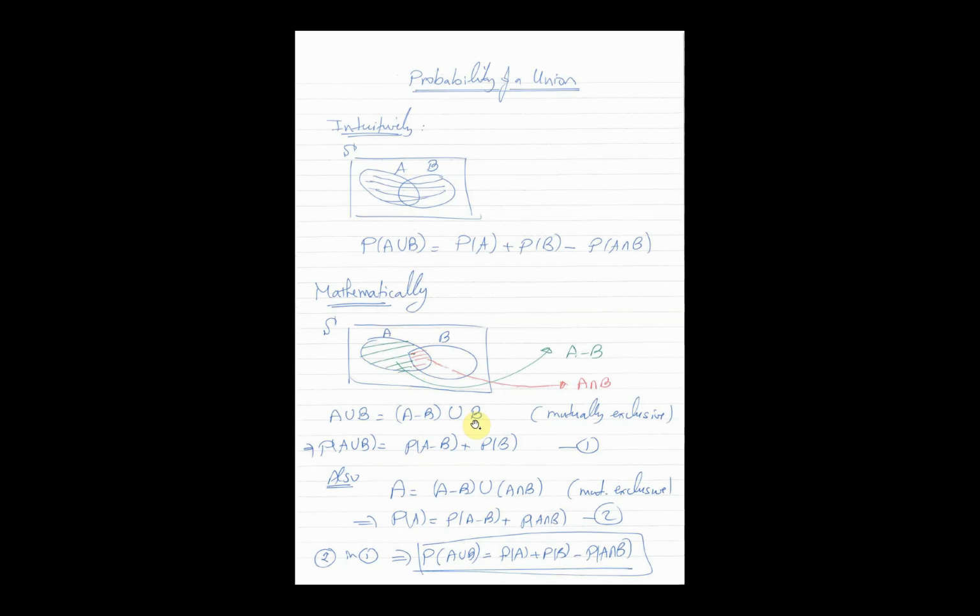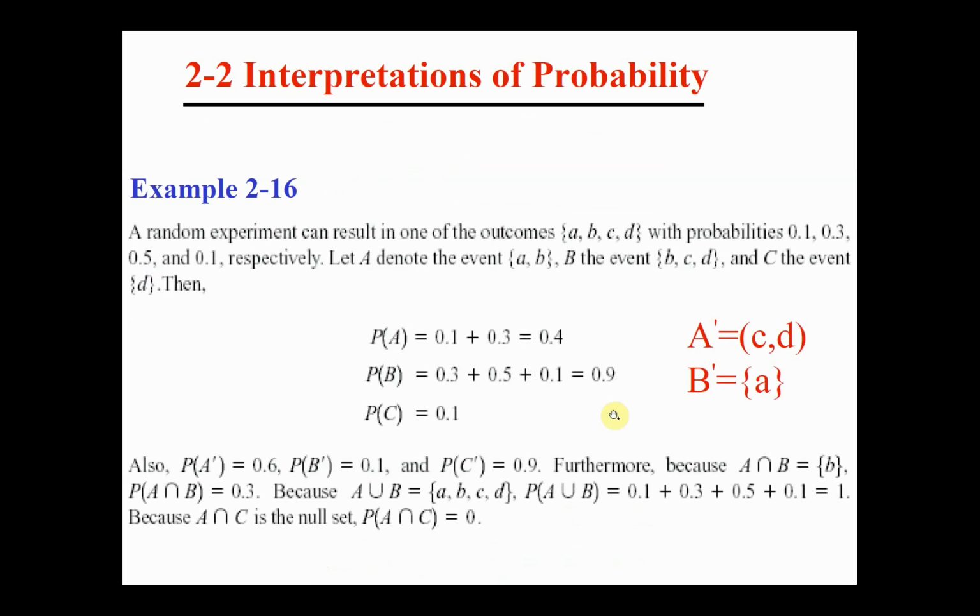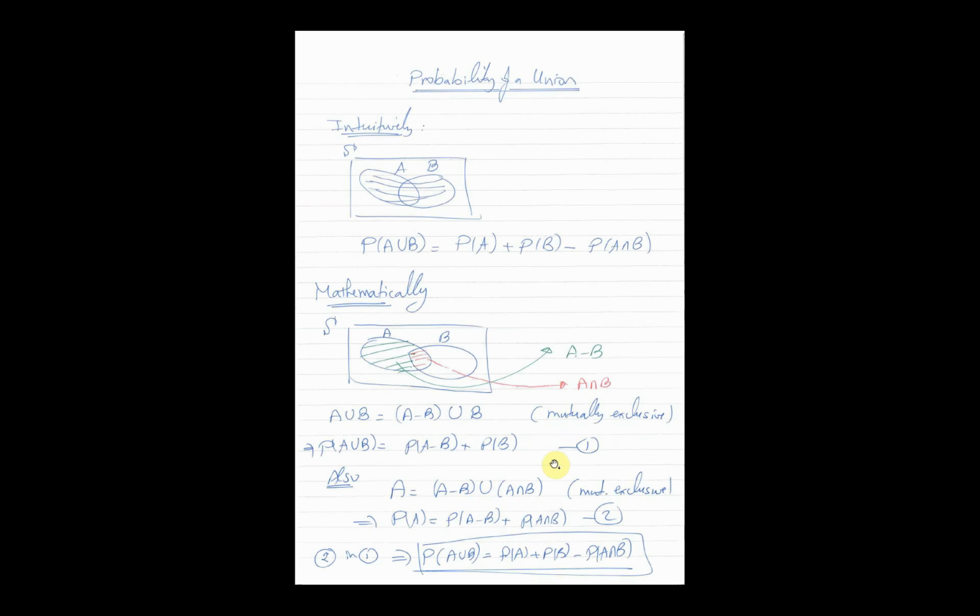So what is the advantage of doing that? The advantage is that these two events, A minus B and B, the green shaded area and B, don't intersect. So A minus B and B are mutually exclusive, which means we are allowed to add the probabilities from the axioms. So the probability of A union B is the probability of A minus B plus the probability of B, and this is 100% mathematically correct because it comes from the axiom.